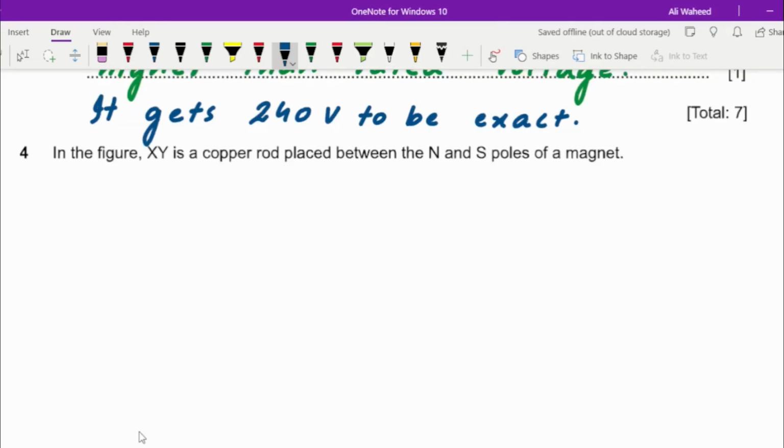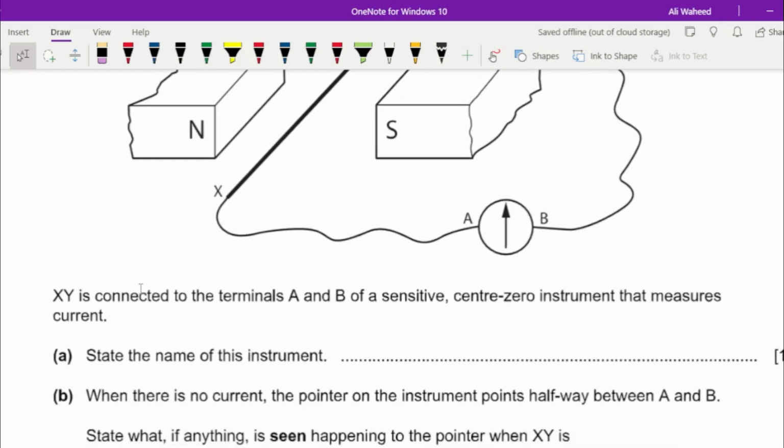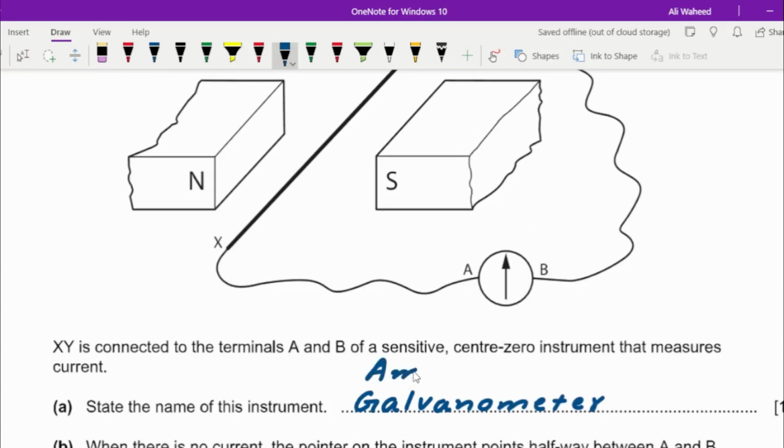Okay, question number 4. In the figure, XY is a copper rod placed between north and south pole of a magnet. Alright, so here you see the wire XY being placed between the poles and attached to an instrument. XY is connected to the terminals AB of a sensitive center zero instrument that measures current. You can write ammeter as well. So state the name of this instrument.